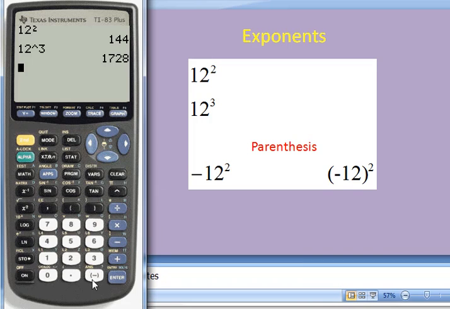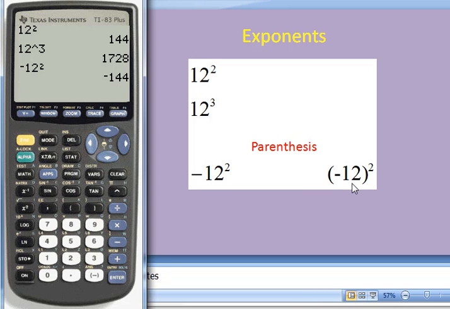So let's take a look. Negative 12, and we'll square it, diagonal to the 7. Hit enter, and you get negative 144. Now that's fine if that's what the problem is. If we only want to square the 12, then that would be the correct answer.